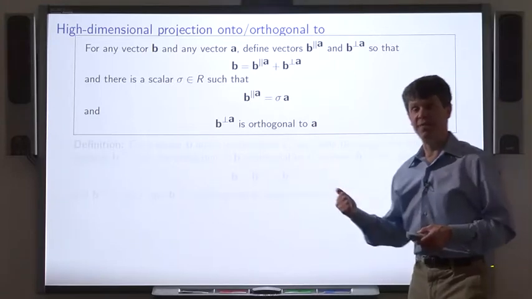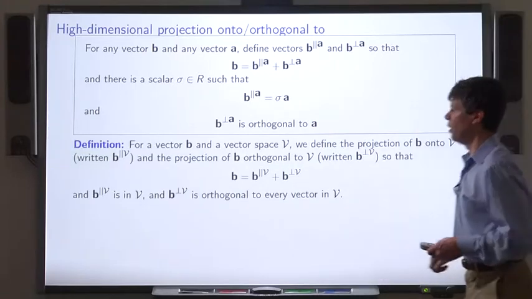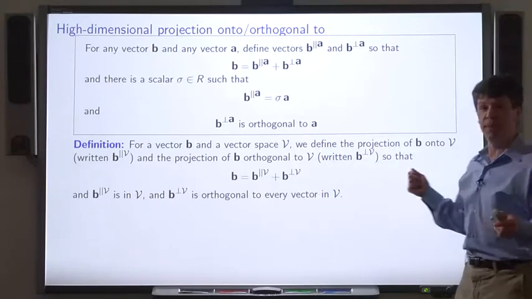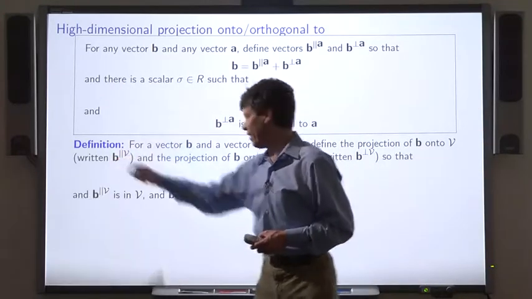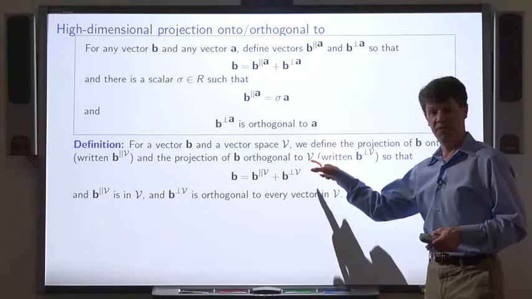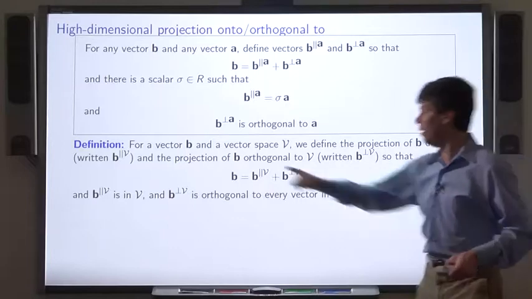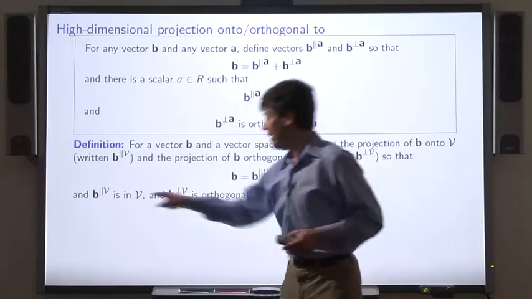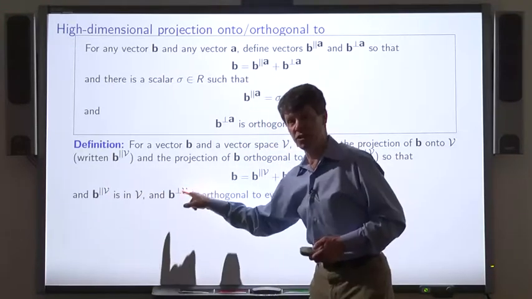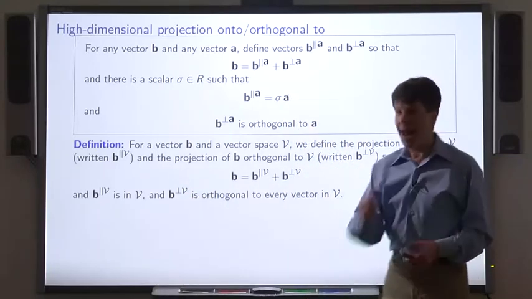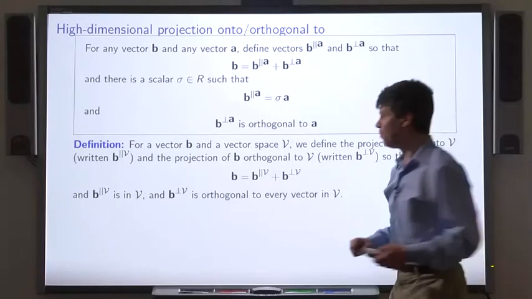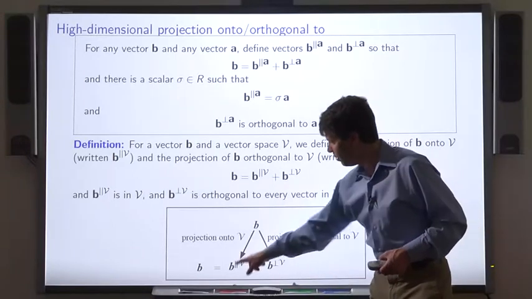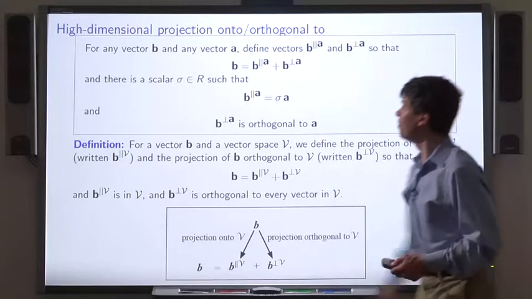We use a generalization of this definition to address the least squares problem. For a vector b and now a vector space, big V, we define the projection of b onto big V, written b parallel, and the projection of b orthogonal to big V, written b perpendicular, so that b is the sum of b parallel and b perpendicular, and b parallel to V is a vector in the vector space V, and b perpendicular to V is orthogonal to every vector in the vector space big V. So again, we're decomposing b as a sum of two parts, the parallel part and the perpendicular part.